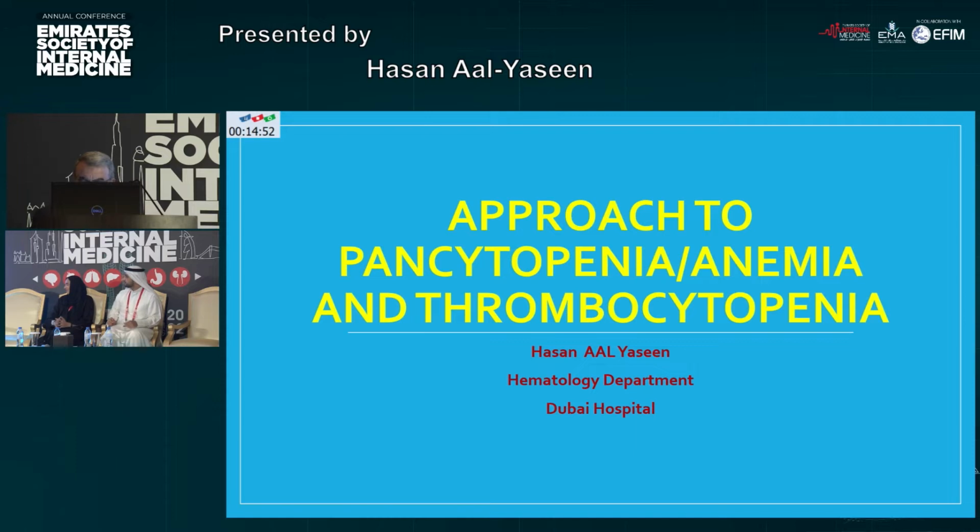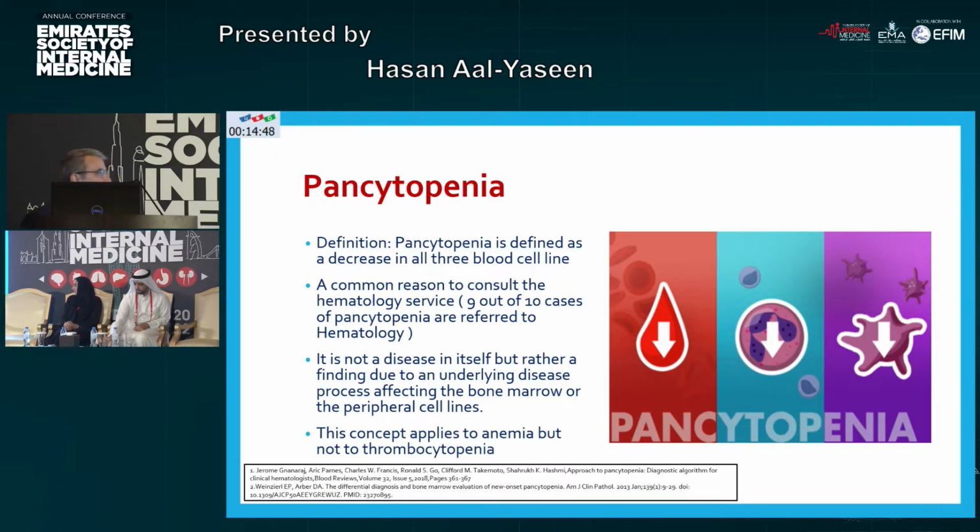I'll do my best, but I cannot guarantee that. Okay, I'll start with pancytopenia. As the name suggests, pancytopenia is a reduction of all the three blood elements in the peripheral blood. It is a very common reason to refer to a hematologist. So out of 10 cases of pancytopenia, 9 of them are being referred to hematologists.